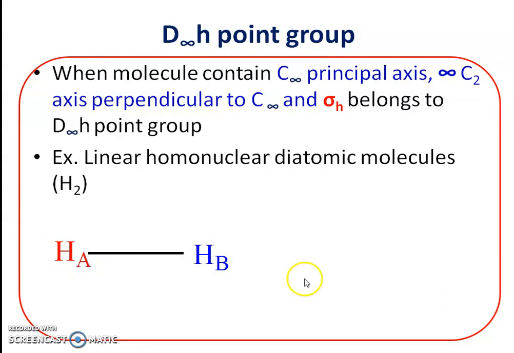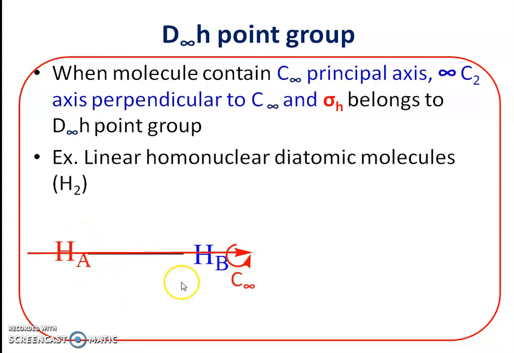Suppose this is hydrogen A and this is hydrogen B, and this is the linear molecule. Now consider the axis passing through two hydrogen atoms as well as through this covalent bond. This is the C infinity axis, because along this axis when the molecule is rotated through any angle, we get an identical structure, and therefore this is the C infinity principal axis.